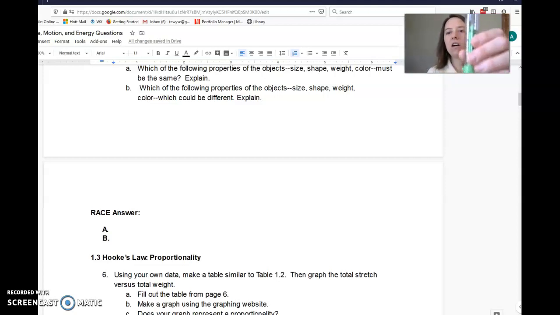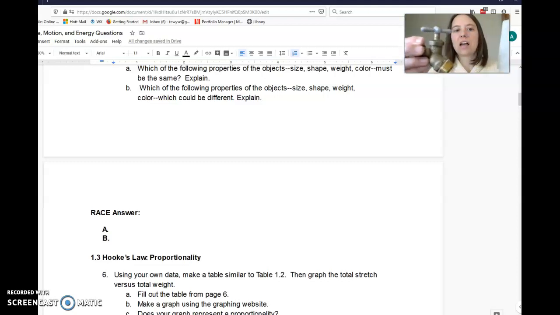So we have two objects here that are different, and they both have a weight of 1.5 newtons. So there's object 1, and then here is object 2, which also has a weight of 1.5 newtons. So looking at those two objects, object 1 and object 2, which of the following properties of the objects must be the same?